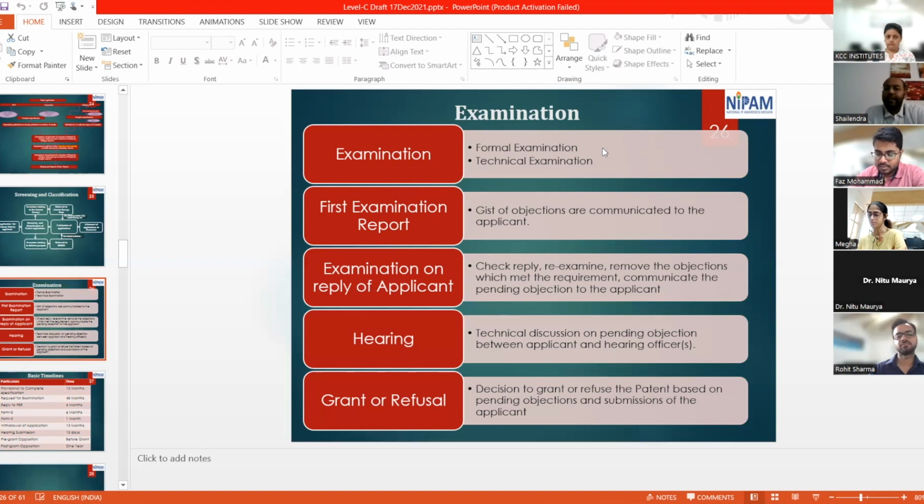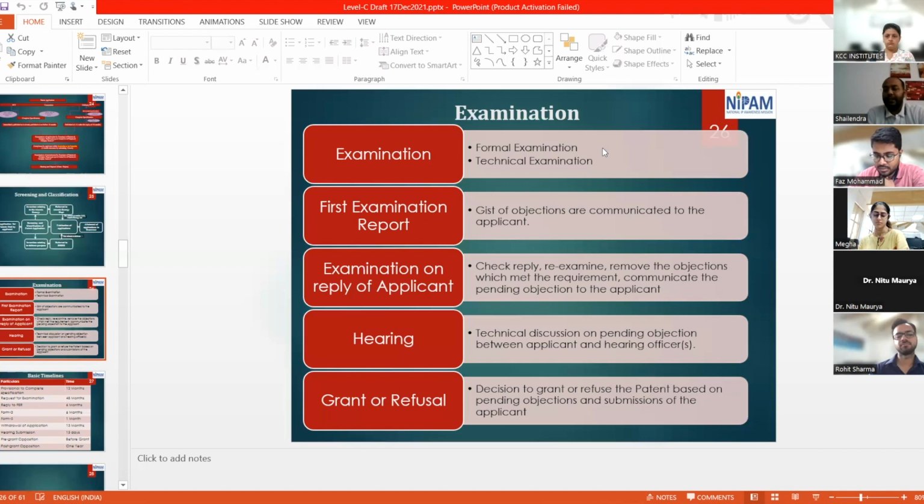Now after that, if all the things are okay, after you get a reply, then your patent will be granted. If still some problems are there, we will ask you for a hearing. In the hearing, we will have a video conferencing, and we will communicate, and you need to clarify your objections and requirements in the hearing itself.